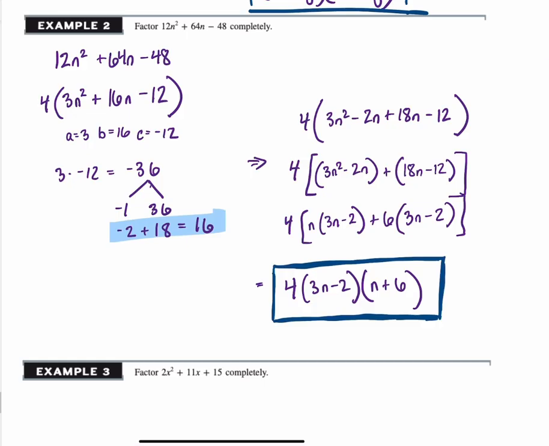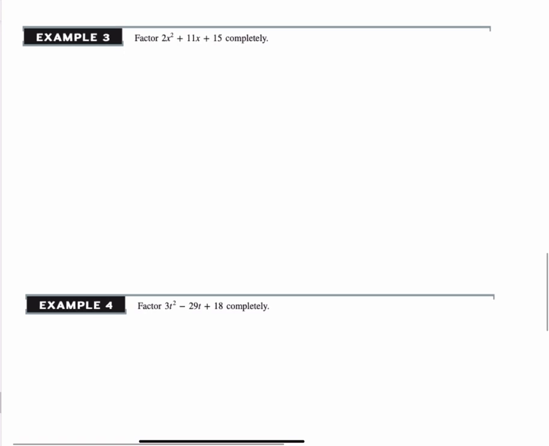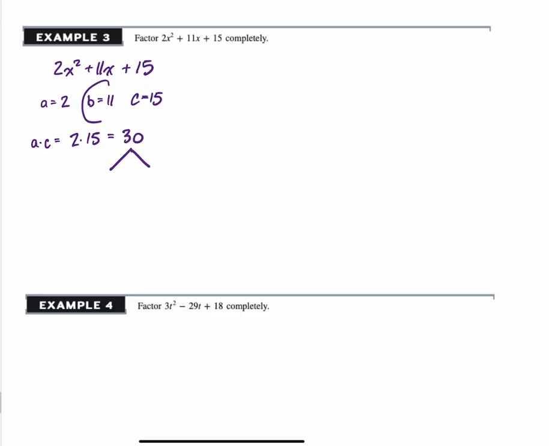All right, let's look at example 3. Here we have 2x squared plus 11x plus 15. So our a term is 2, our b term is 11, and our c term is 15. So a times c is 2 times 15, which is 30. So let's find factors of 30 that add up to positive 11.